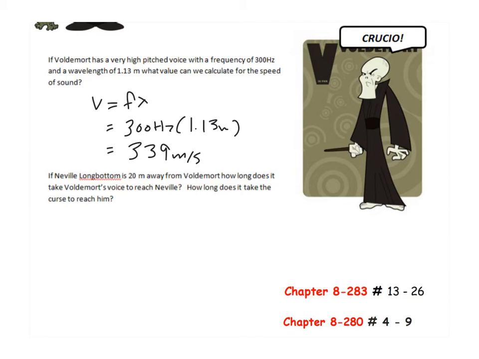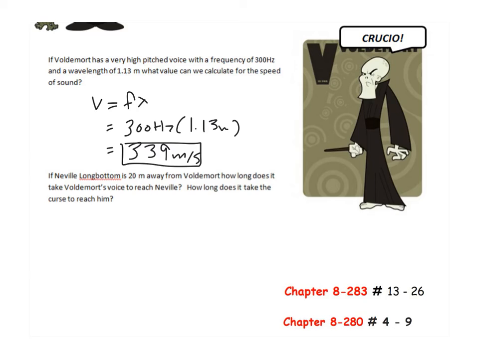And then we have this question. So Neville Longbottom is 20 meters away from Voldemort. And we want to know which one reaches him first. Is it sound with a speed of 339 meters per second, or is it light with 3.0 times 10 to the 8 meters per second? So does Neville Longbottom get cursed before he actually knows the curse is coming? Does the curse hit him, the light, or does he hear Voldemort curse him? Or I guess I should say he who must not be named first.